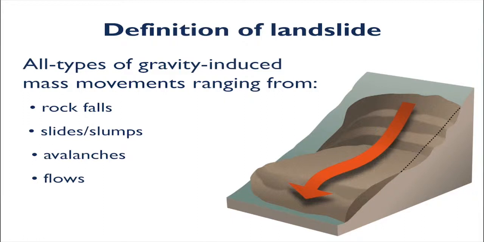And this can range from rock falls, where the actual movement is rock, all through slides as well, and other things that are called slumps, which are different types of movements of the earth itself, avalanches, and also flows, where there's liquid and also the land debris flow tends to move as well.